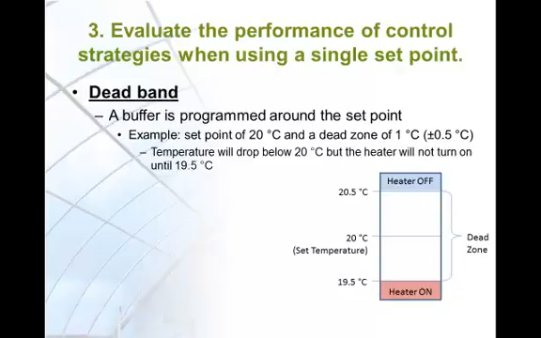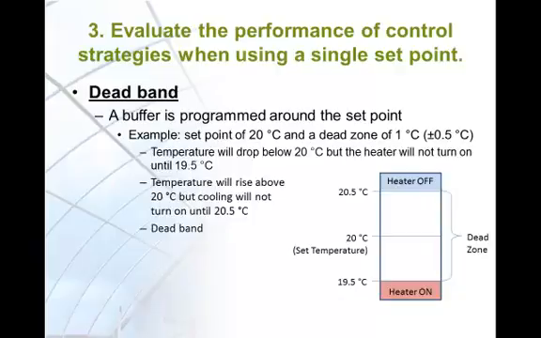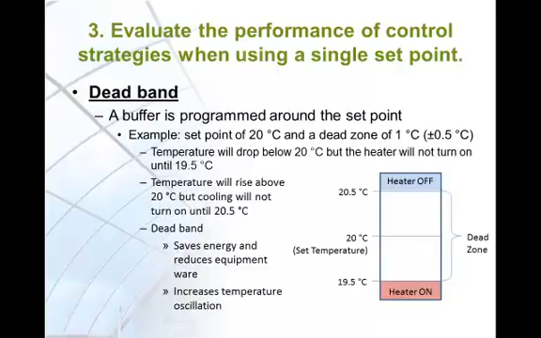Once the temperature has reached 19.5 degrees Celsius and the heater turns off, the temperature may rise above the set point temperature of 20 degrees Celsius, but the cooling system will not turn on until 20.5 degrees Celsius. The deadband saves energy and reduces equipment wear. The larger the deadband, the more energy saved and the less equipment will turn on and off.